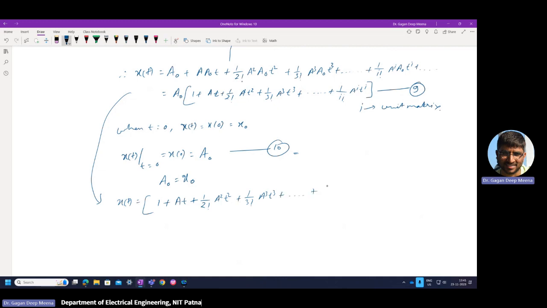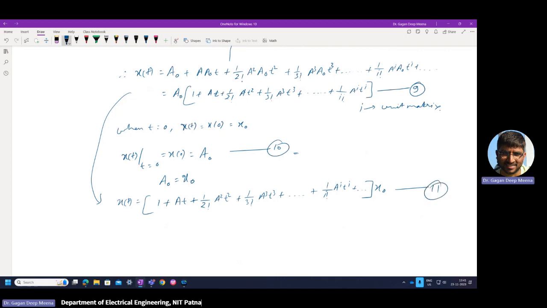and then 1 by i factorial, this is factorial, this is i, okay, i factorial, and then A to the power i, t to the power i, plus it goes on and on. And then what we have done from here is we have replaced it in the form of the initial condition x0. So that's your final solution.